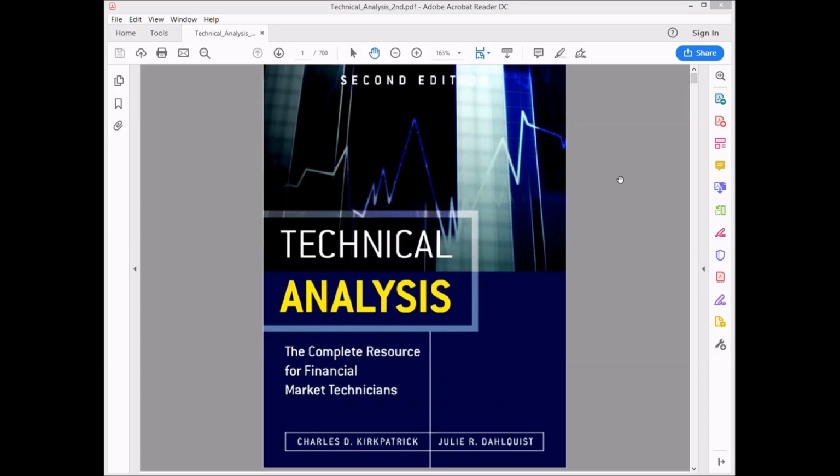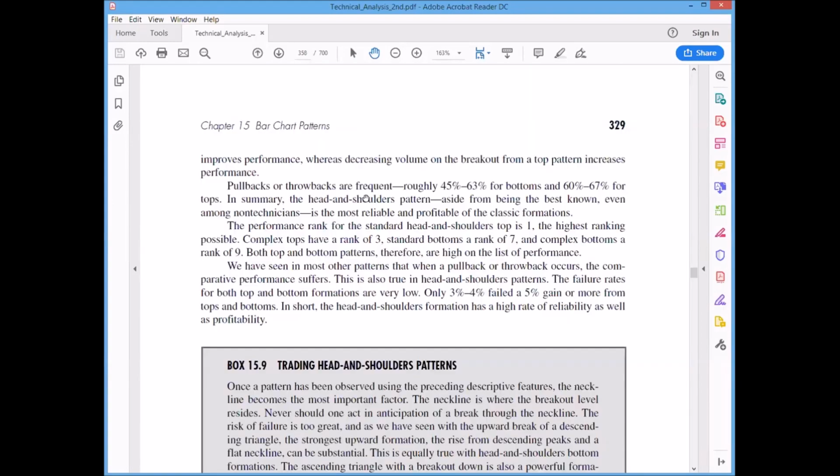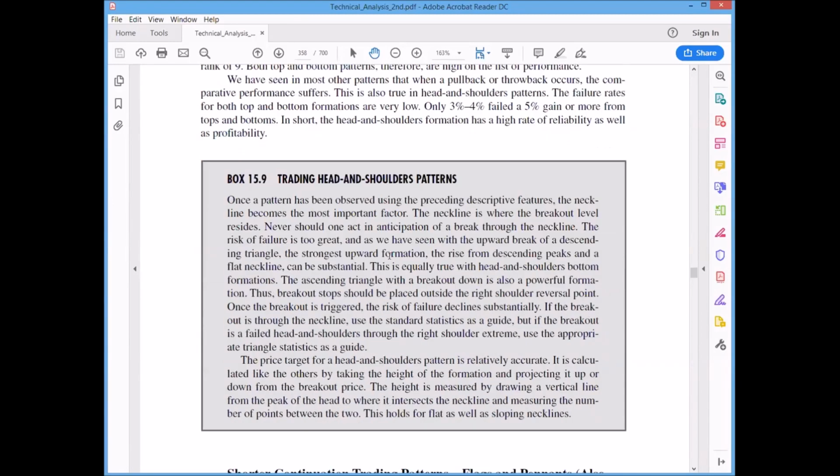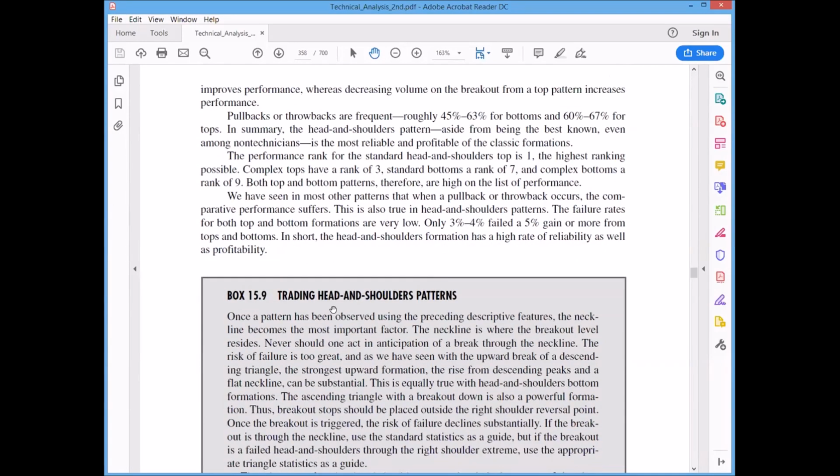What you're looking at right now is the cover of a book called Technical Analysis. It's in our training as one of the recommended reading books. It's by Charles Kirkpatrick and Julie Dahlquist. A lot of times in the library you'll find it under Kirkpatrick. And the first pattern we want to talk about today, I'm going to page 358 in the PDF document. It's actually 329 in the book.